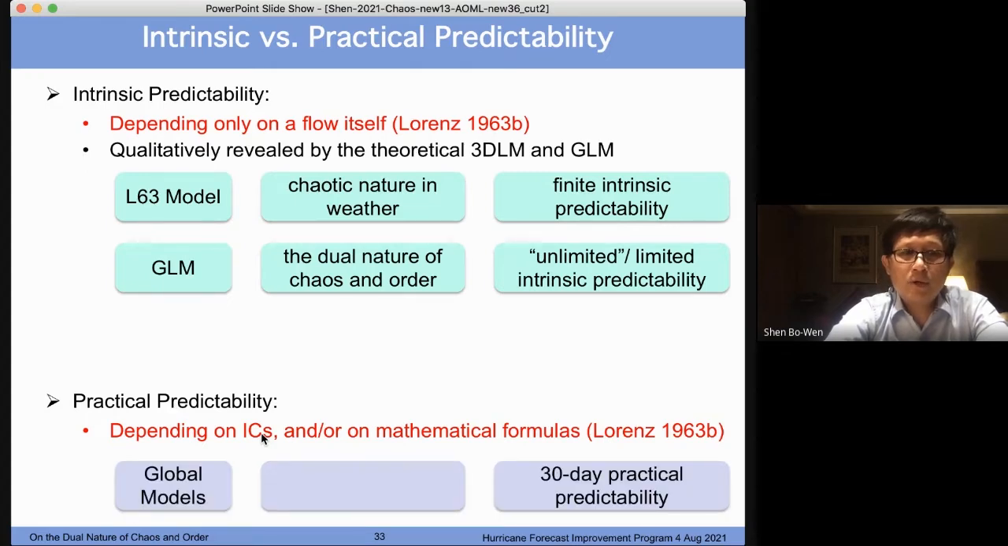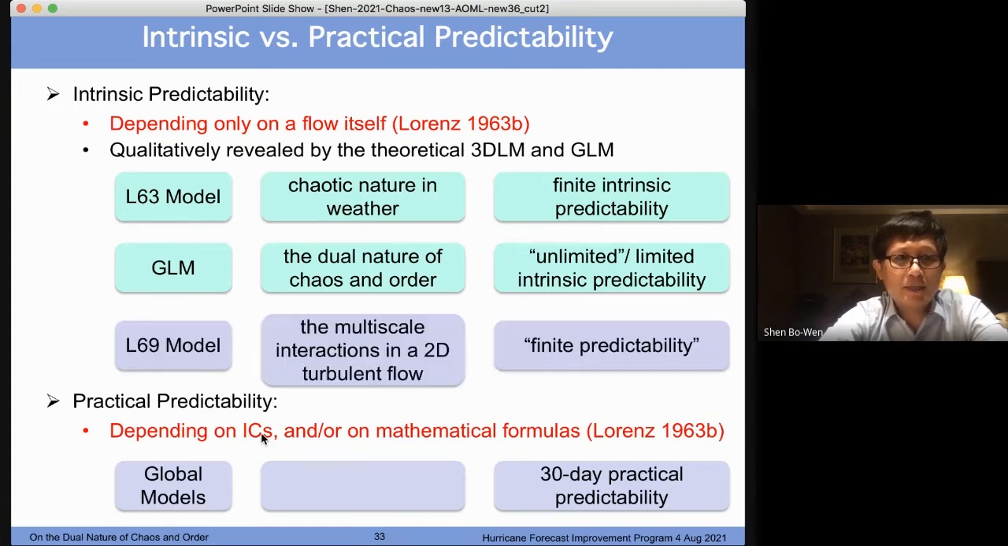In the beginning, we mentioned that there's a possibility for us to obtain 30-day predictabilities. Based on the analysis of L96 models, we show that this model is very effective at revealing multiscale interactions. However, the major findings with finite predictability should be interpreted as features of the models.